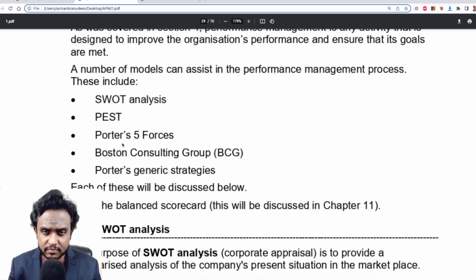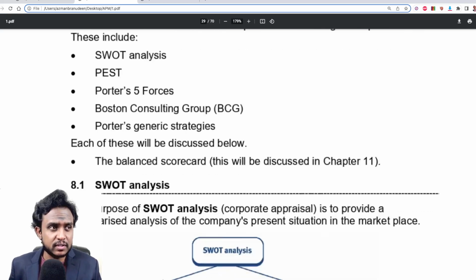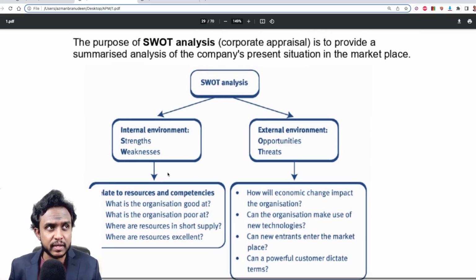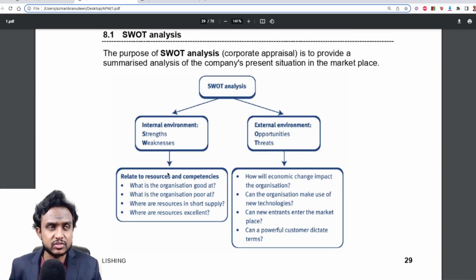Across the APM syllabus, you have about 12 to 14, if you count some of the more vague ones, models, performance management tools, we can call them. And we will be looking at the first one now, which is a fairly straightforward one, SWOT analysis. It is well known. SWOT is kind of self explanatory as well. You're basically looking at strengths, weaknesses, opportunities, and threats.